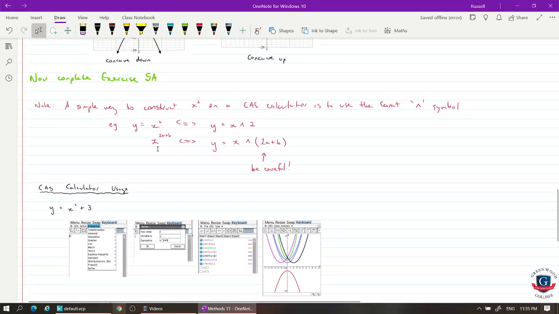One thing to note though is if you're trying to do x to the power of 2a plus b, make sure you put the brackets in, or it will do this instead, which would be y equals x to the power of 2, a plus b, which is different to what was being attempted, which is y equals x to the power of a plus b. So be careful with that. It's a common calculator error.